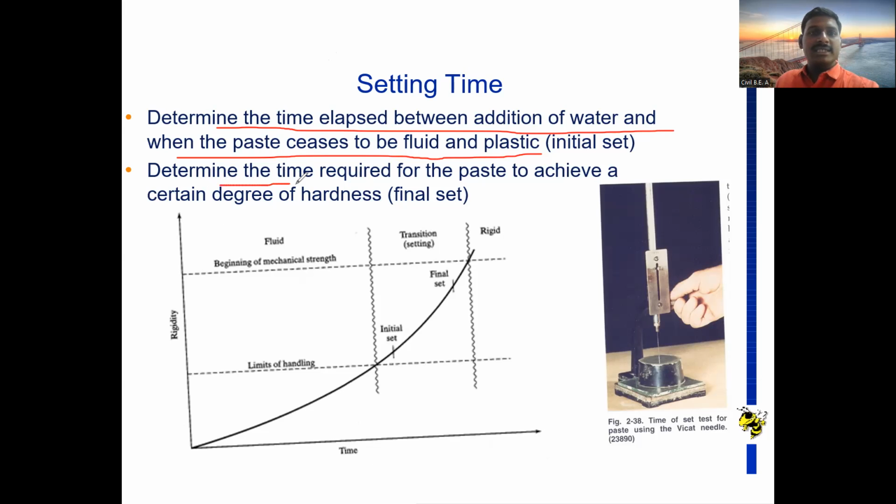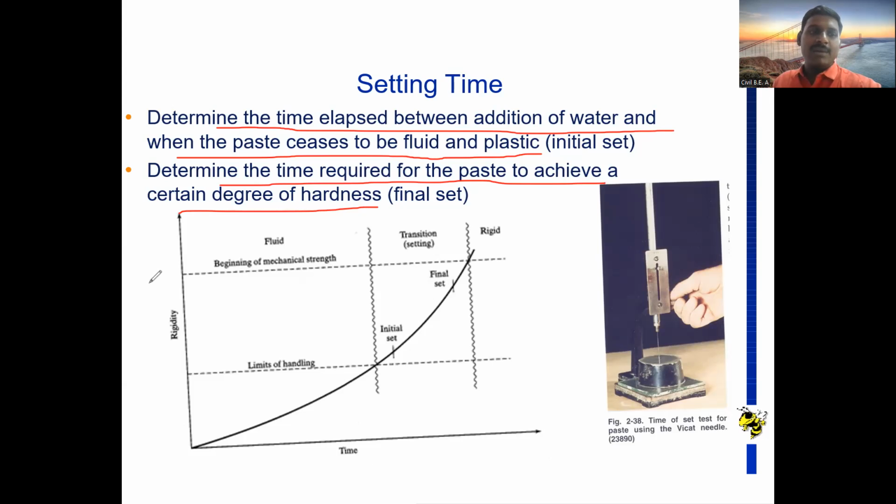Then we determine the time required for the paste to achieve a certain degree of hardness, as I told. So up to what time the paste takes to harden, that is the time we have to measure. Initial setting should not be less than 30 minutes, and the final setting should not be greater than 600 minutes. That time we have to measure.